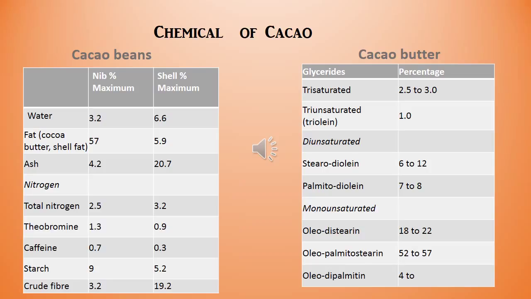In this slide and in the next slide as well, I'm just showing you the chemicals that we can find in the different types of cacao, or the different forms in which we can find the cacao. The first form is the cacao beans. The cacao beans have a lot of water, fat, ash, nitrogen, theobromine, caffeine, starch, and crude fiber. In addition to this, the cacao butter has a lot of glycerides in it.